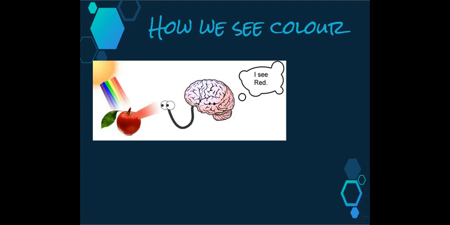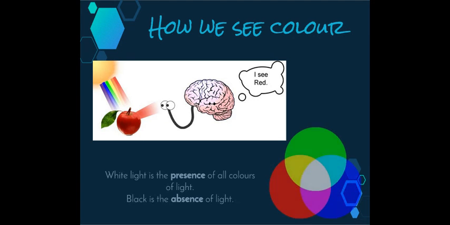White light, however, is a little bit different. So white light is actually made up of all of the different colours of light. Black, however, is the absence of light. So if you turn the lights off, it obviously goes black because there's no light reflecting off any surfaces. So when we see an object that's white, all of the colours reflect back into our eyes. All of them are detected by our photoreceptors, and therefore we see the object as white.